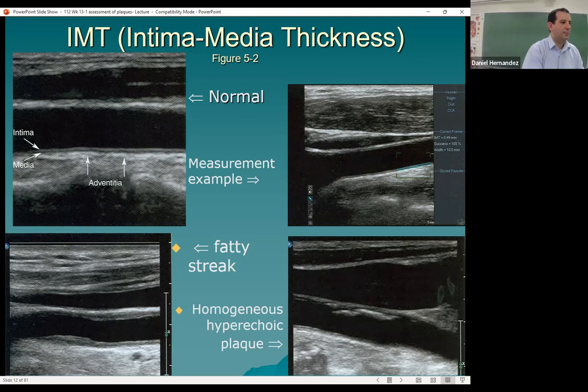Showing some more normal intimal thickness versus development of what's called a fatty streak within the intimal layer. And this is more homogeneous hyperechoic plaques.